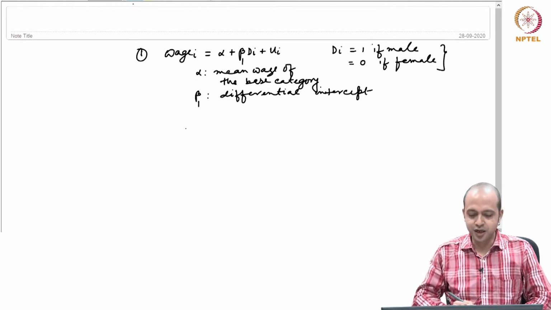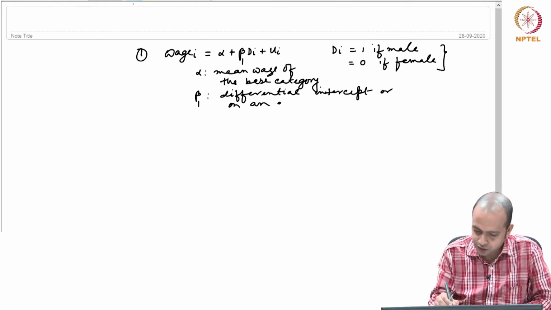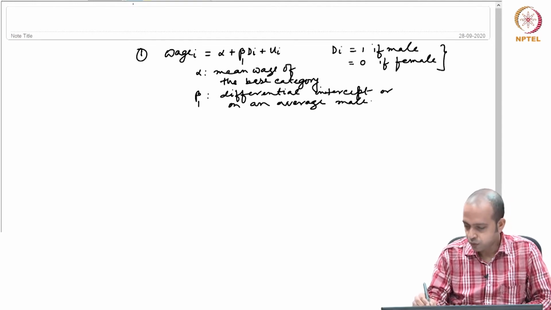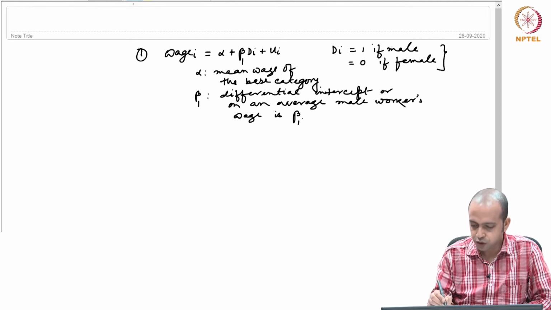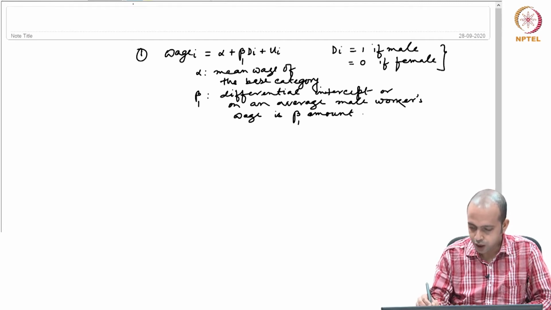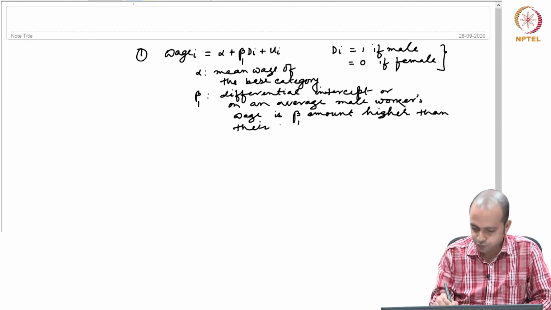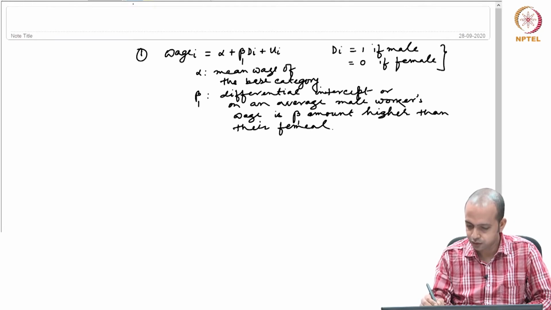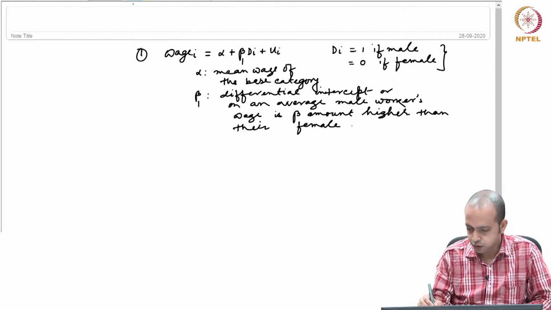So, the interpretation of beta 1 is differential intercept, or alternatively you can say that on an average male workers' wage is beta 1 amount higher than their female counterpart. This is the interpretation.